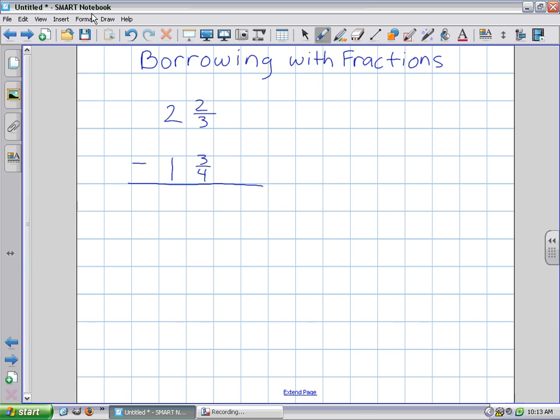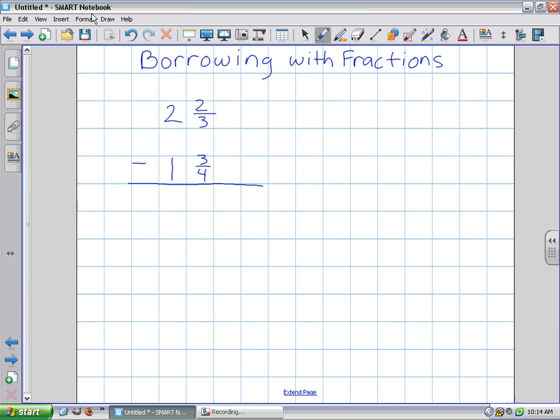Borrowing with fractions. When we look at the problem, we have 2 2/3 minus 1 3/4. The first thing we notice is that the denominators are not the same. And we know that we can't subtract unless we have the same denominator. So the first thing we want to do is find some strategy for coming up with a common denominator.